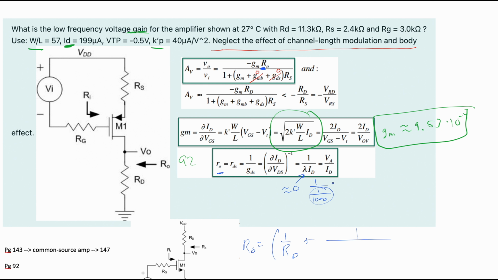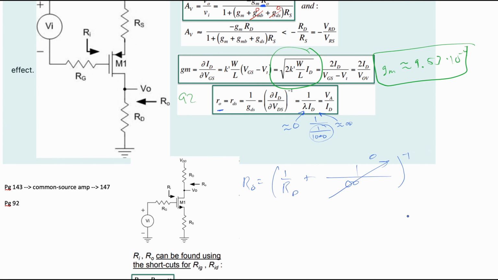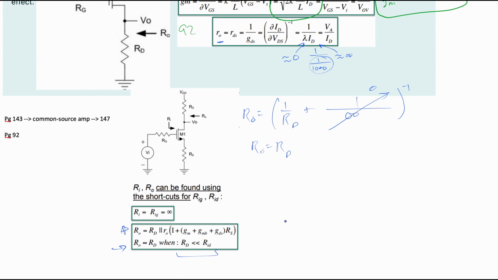But if we take this, we multiply both top and bottom by the 1000, some big number, it's going to give us approximately infinity for this. And if we have 1 over approximately infinity, this is going to zero out, right? And we know that this is to the negative first. So that means our R naught is just going to equal our RD. That's how we would prove this.